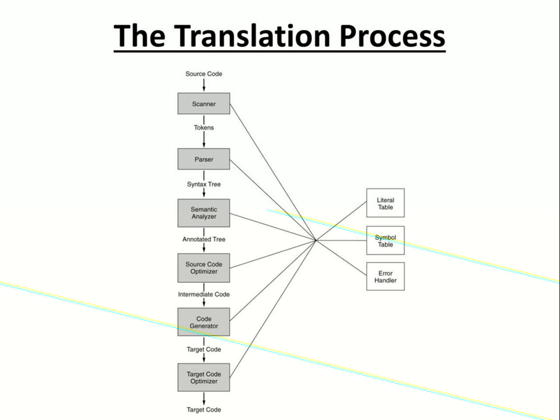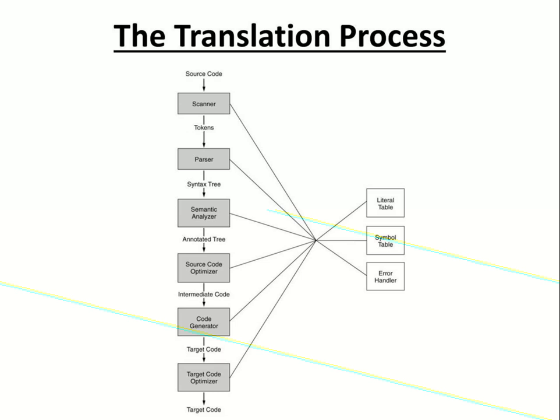Then the parser, after it generates the syntax tree, passes it to the semantic analyzer, which will annotate the syntax tree with data types to make sure that there's no type mismatch. For instance, you are not assigning a character to a variable of type number, and so on. Then this annotated tree is passed to the source code optimizer, which will produce the intermediate code. The intermediate code, expressed in some intermediate language, is passed to the code generator, which will produce the target code. Then the target code is passed to the target code optimizer, which will produce the final target code, or the machine language code corresponding to your source code, which was passed to the compiler.